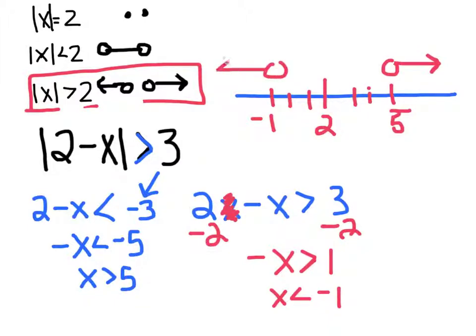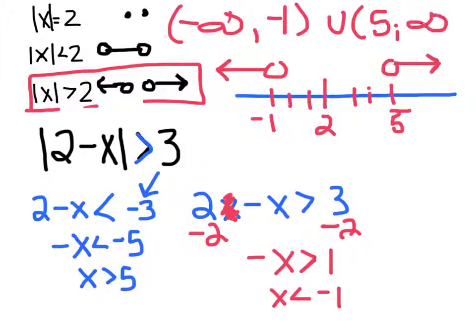And this graph goes in two different directions. On your test, this will be in interval notation, so it'll say negative infinity to negative 1, union 5 to infinity.